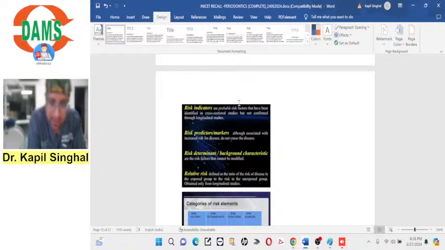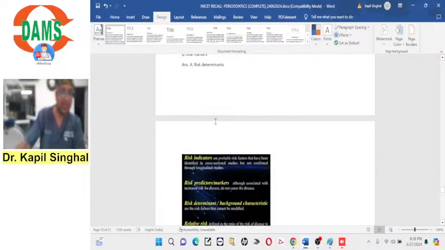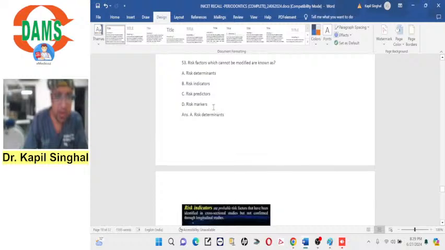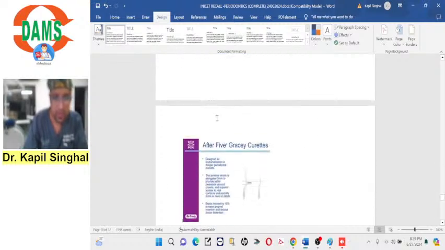Risk determinant or background characteristic, one and the same, are the factors that cannot be modified. And relative risk is basically the ratio of the risk of the disease in the exposed group to the unexposed group, meaning how much the risk can be in the exposed group as compared to the non-exposed group. So right now he has asked about what cannot be modified. So we know that is risk determinant or background characteristic. That is option A, the answer. Okay, we have done this.